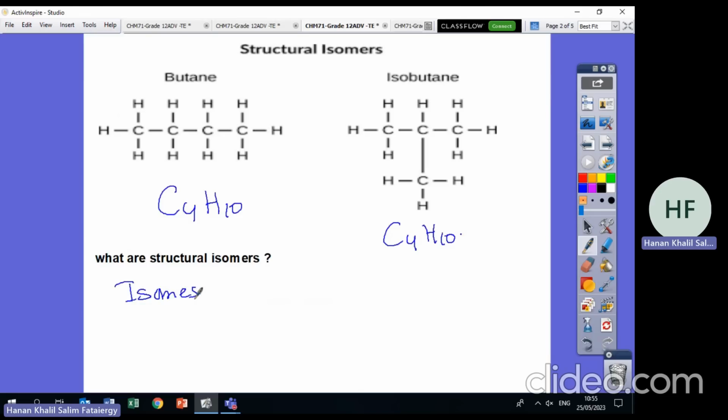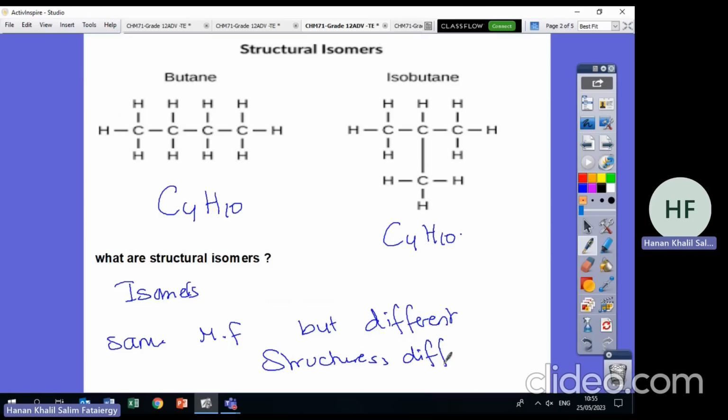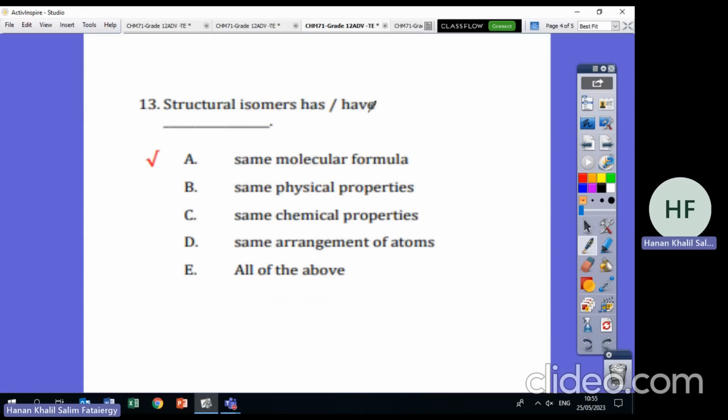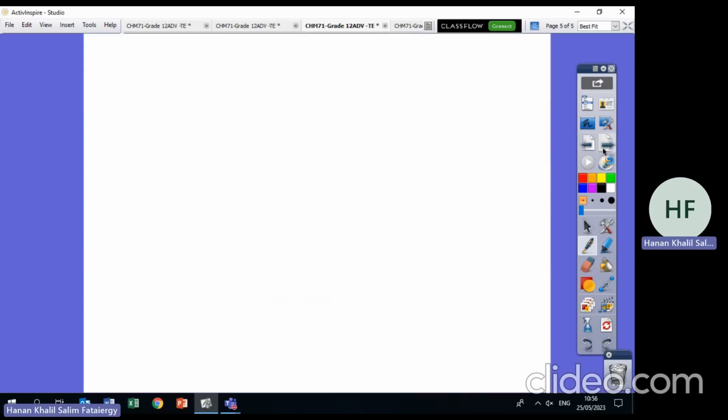So what are structural isomers? Isomers have the same molecular formula, but different structures. And if they have different structures, they will have different properties, different uses, everything will be different. Only the molecular formula is the same. Structural isomers have the same molecular formula, but different chemical properties and different arrangement of atoms.